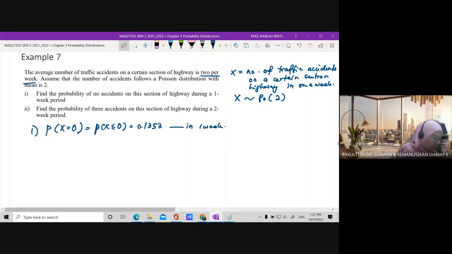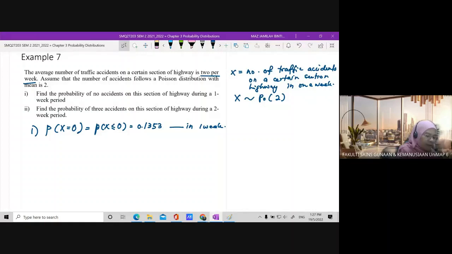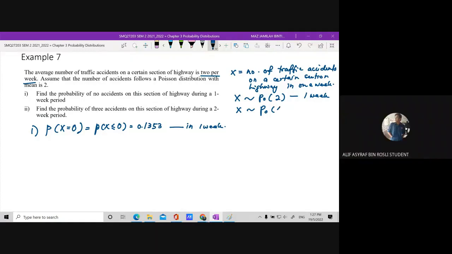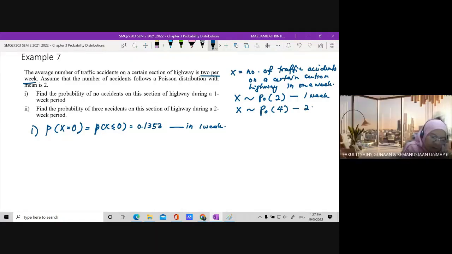Now the second question, find the probability of 3 accidents on this section of highway during a 2-week period. Now the question asks you within a 2-week period. So we know that this is for a 1-week period, 2 accidents. So for 2 weeks, that will be 4. Yes, 4 for 2 weeks.